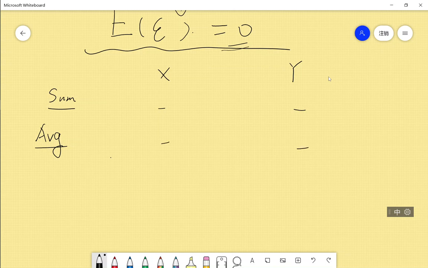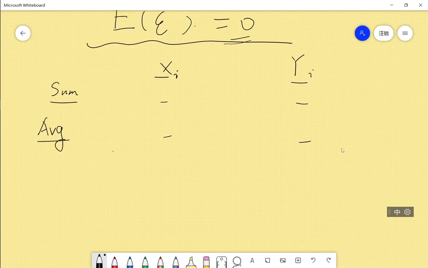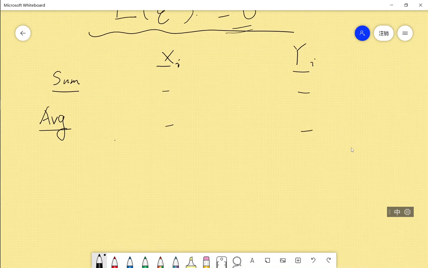And of course, once you got all the sum and all this average, let me add a little i here. So we have a lot of x and a lot of y. Once you got x and y, you can calculate the average of x and the average of y. If I add an overline above x and an overline above y, we get the mean of x and the mean of y.